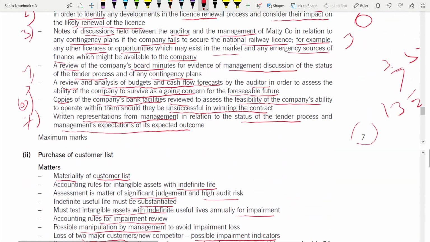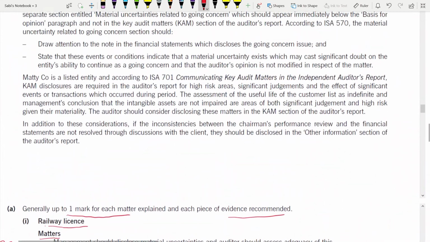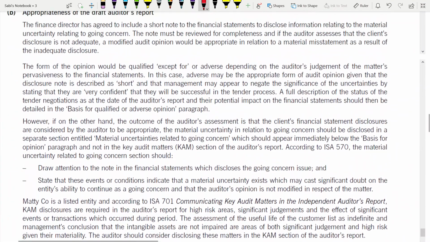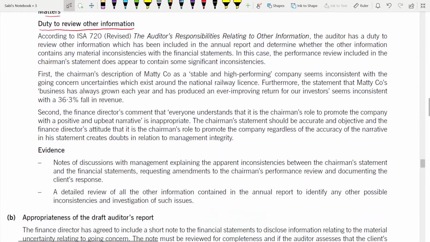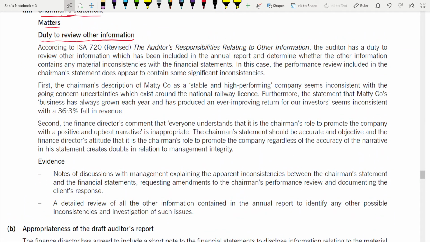So the evidences I have gone through. You don't have to go through the two evidences, but definitely the matters. Which standard are you going to use when they talk about other information? In auditing, it is ISA 720, The Auditor's Responsibilities Relating to Other Information.